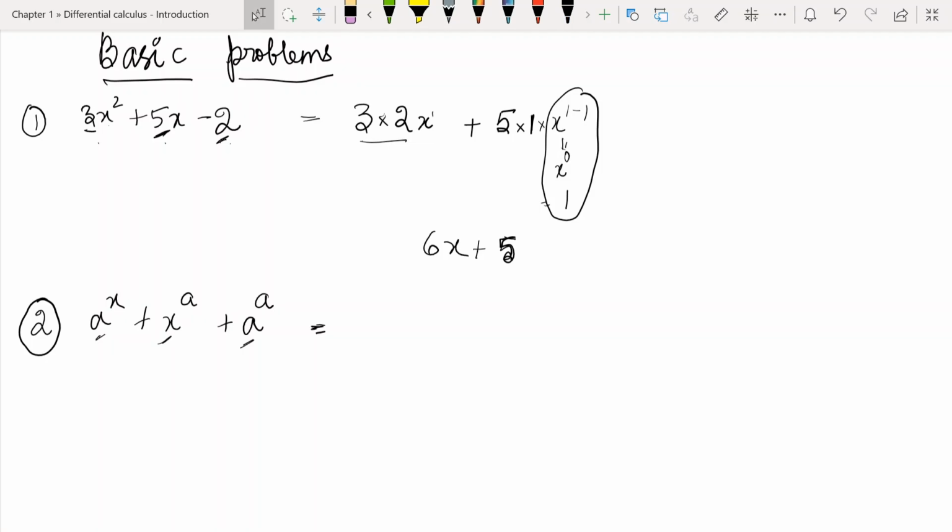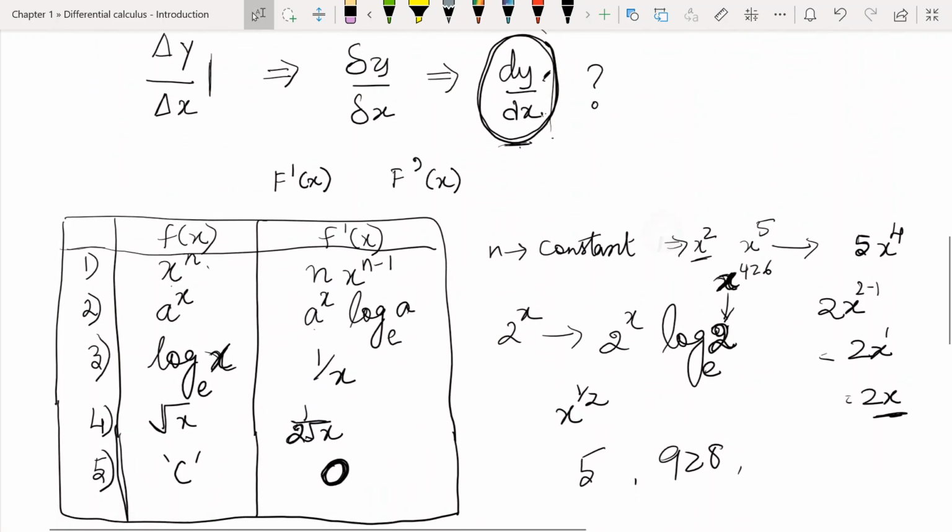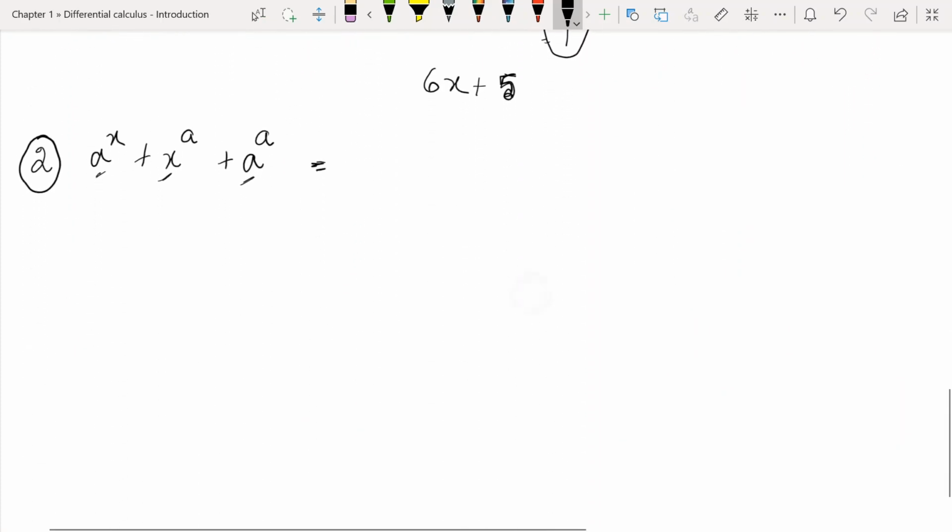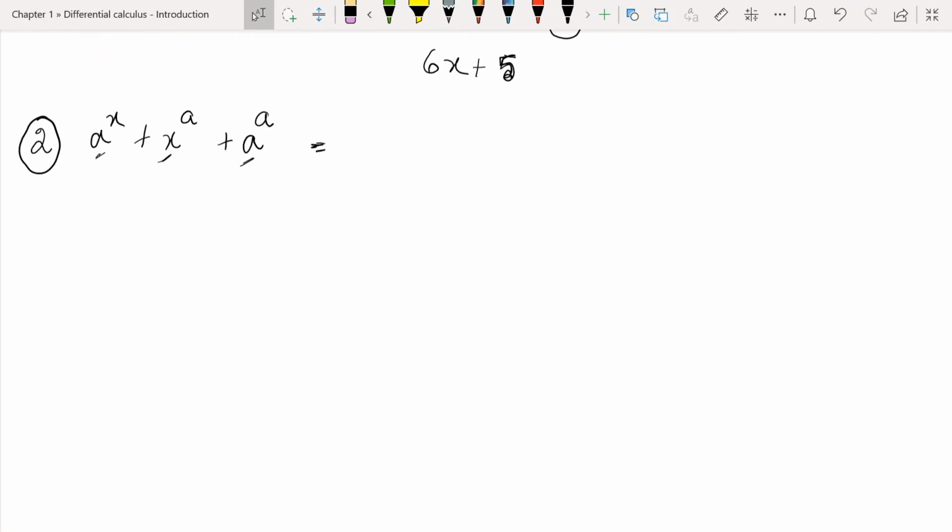Now first is a power x. For a power x, we have written the answer as a power x into log a base e. Now let us just apply that. So the derivative of a power x is a power x log a. Then put the plus as it is. Come to x power a. Like I told you, x is a variable, a is a constant.